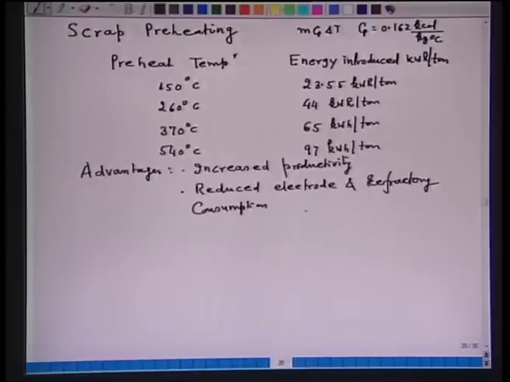Now, this advantage number 2, reduced electrode and refractory consumption, are indirect advantages, because you are decreasing the meltdown period since you have added a certain amount of extra energy by preheating the scrap. If you decrease the meltdown period, the total tap to tap time will also decrease.